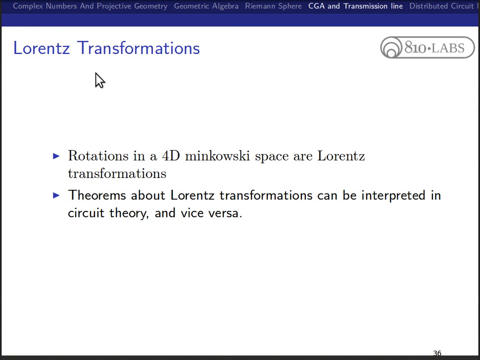Okay, so the nice thing is that rotations in 4-dimensional space are Lorentz transformations, like I said. And so now all the theorems about Lorentz transformations, like their decompositions and things like that, can be interpreted in circuit theory, and vice versa. So all equivalent circuits can be interpreted as given decompositions of Lorentz transformations. So it's really a unifying idea, which is nice.